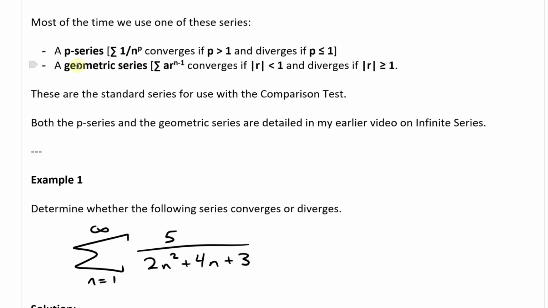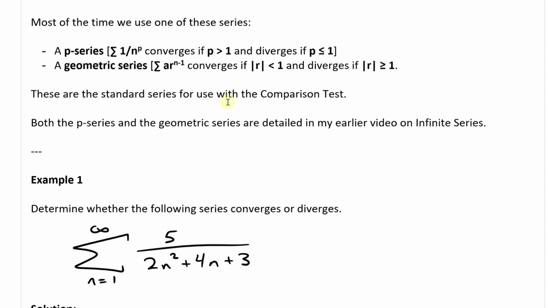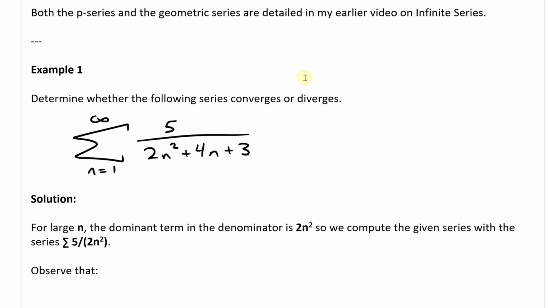And the geometric series, which I discussed earlier, the summation of a r to the power of n minus 1, converges if the absolute value of r is less than 1, and diverges if the absolute value of r is greater than or equal to 1. So again, I'll be using these throughout this video. These are the standard series for use with the comparison test. Both the p-series and the geometric series are detailed in my earlier video on infinite series, in the link above.